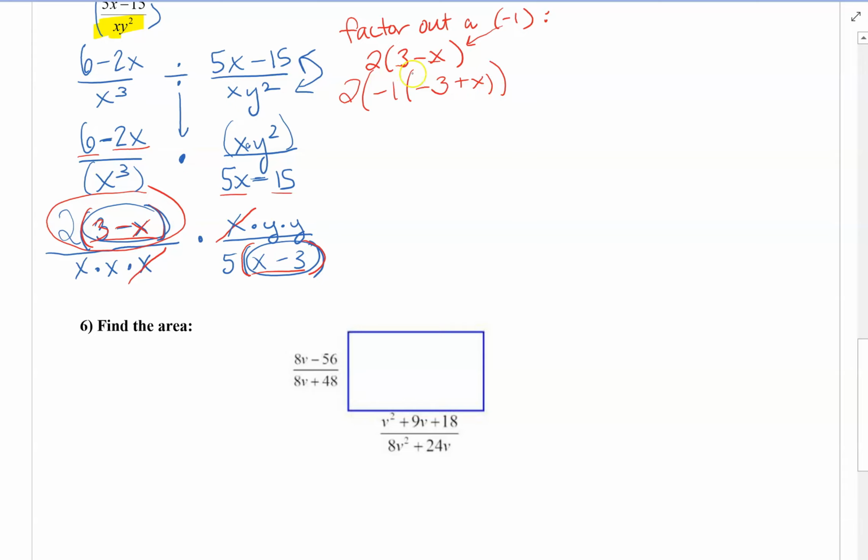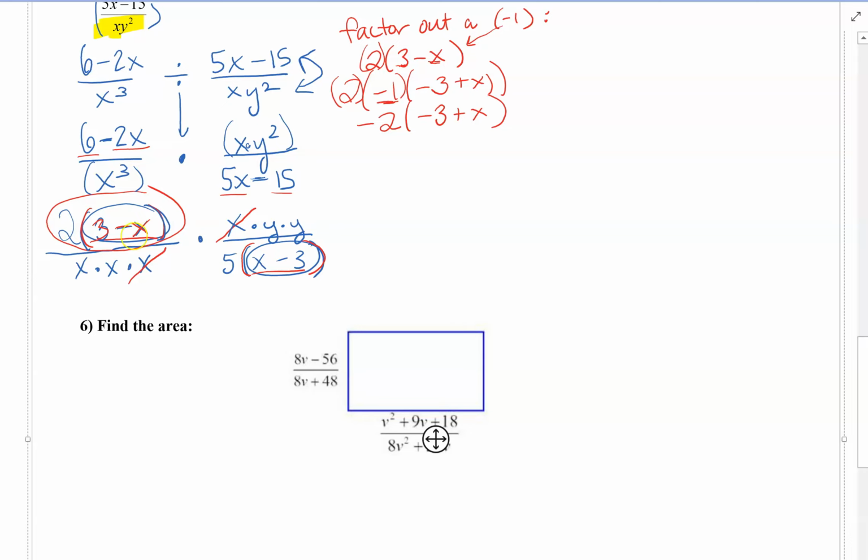Because remember, factoring a number out is the same thing as dividing it out from the 2 terms inside the parentheses. So now I have basically a -2 in front, right? The 2 that was already there times the -1 that I factored out, times -3 plus x. So essentially, all that happens when you factor out a -1 is you just change the sign of each term inside the parentheses.